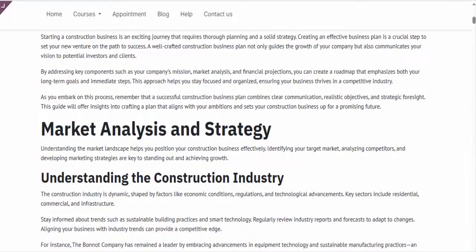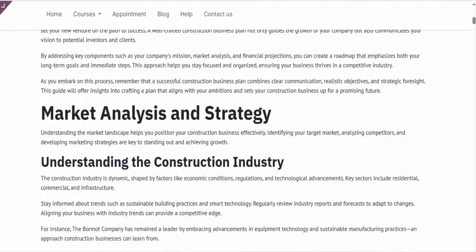This approach helps you stay focused and organized, ensuring your business thrives in a competitive industry. As you embark on this process, remember that a successful construction business plan combines clear communication, realistic objectives, and strategic foresight. This guide will offer insights into crafting a plan that aligns with your ambitions and sets your construction business up for a promising future.